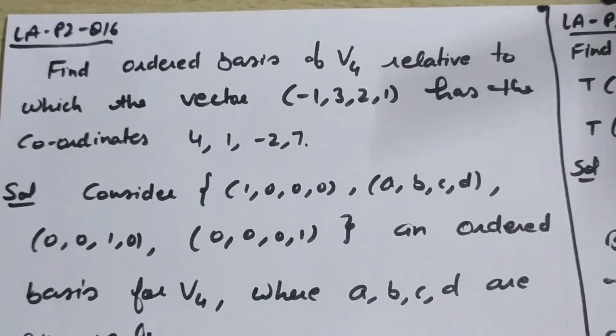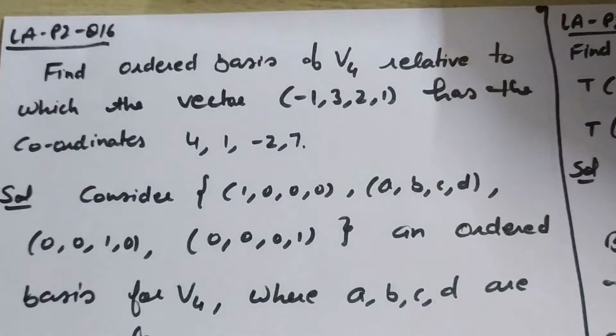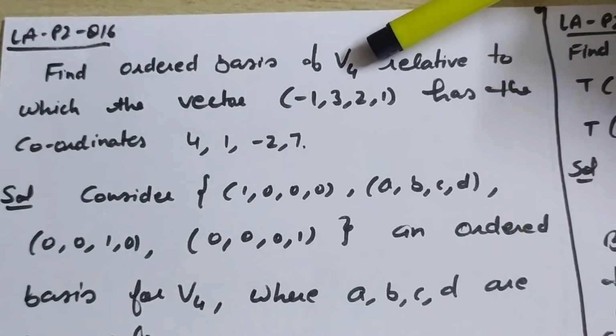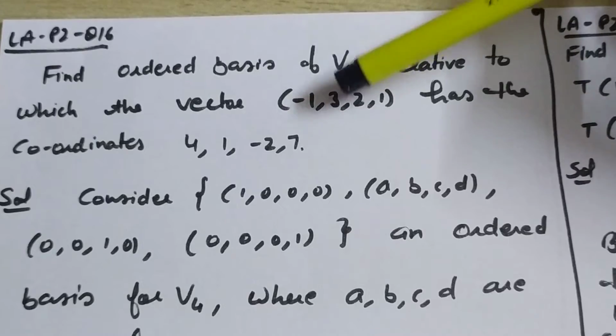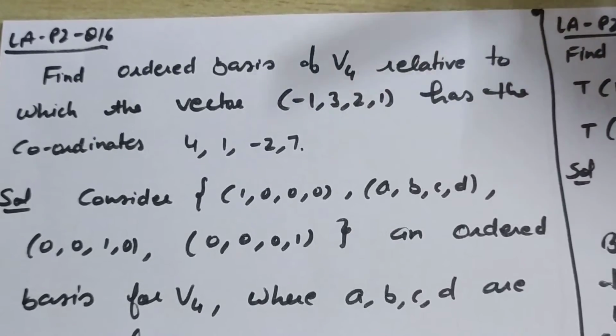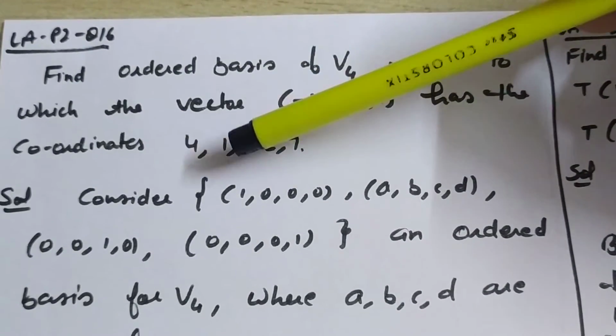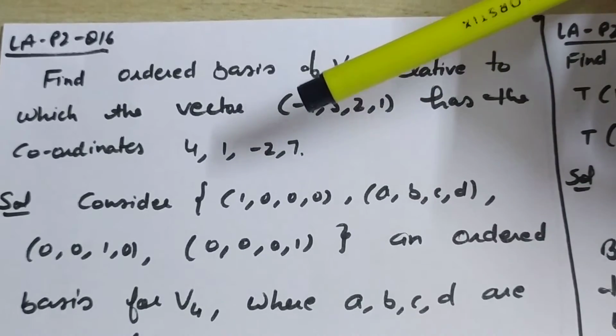Linear algebra paper 2, question 16. Find the ordered basis of V4 relative to which the vector (-1, 3, 2, 1) has the coordinates 4, 1, -2 and 7.